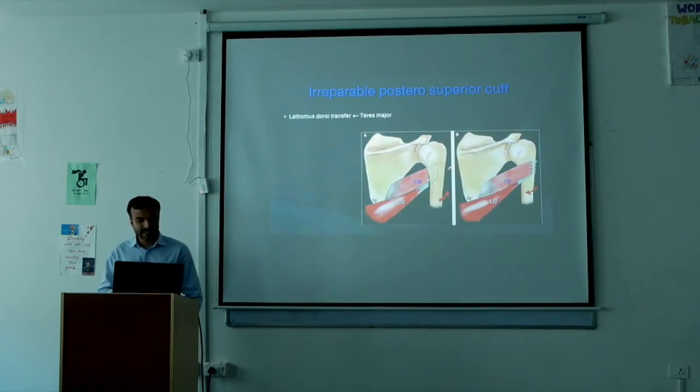The other option is the latissimus dorsi transfer with or without teres major. As we know, the latissimus dorsi and teres major, which are attached on the anterior surface of the shoulder, are rerouted toward the posterior aspect so that they can function as the posterosuperior cuff.